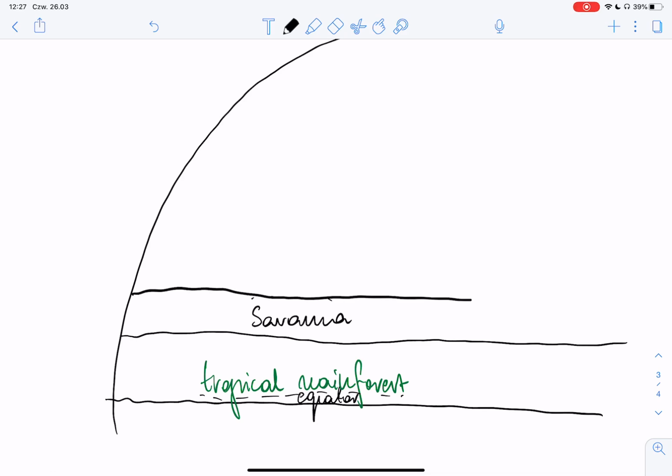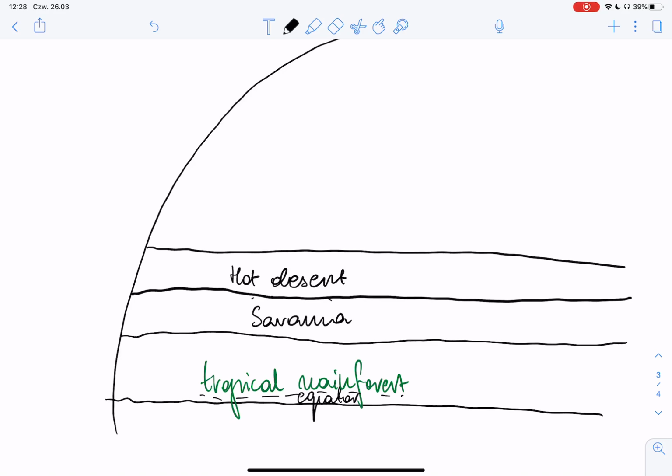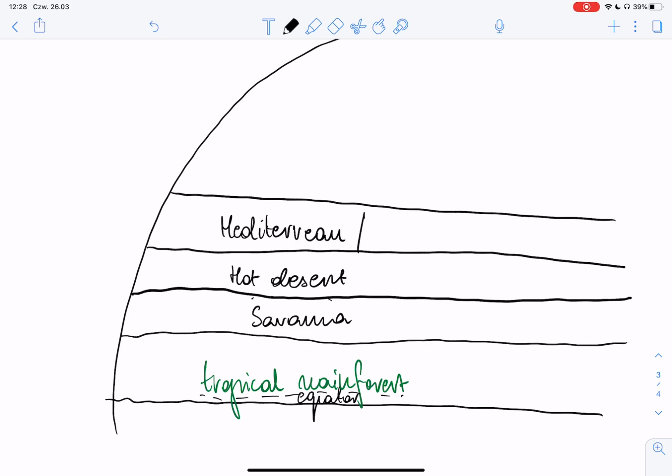More north to savanna stripe, we have the hot deserts stripe. More to the north, we have the Mediterranean stripe, czyli po polsku roślinność śródziemnomorska.